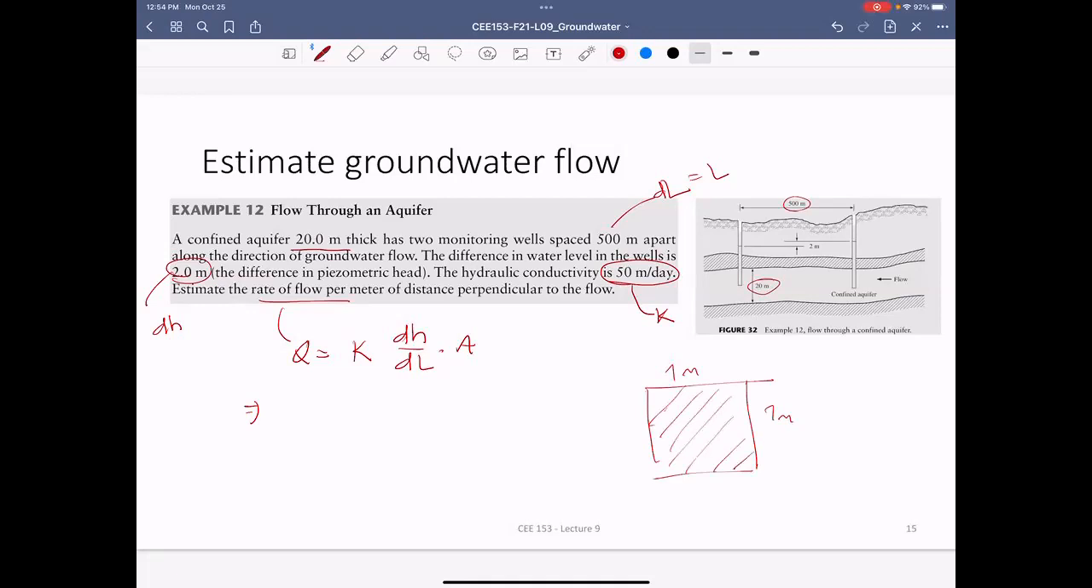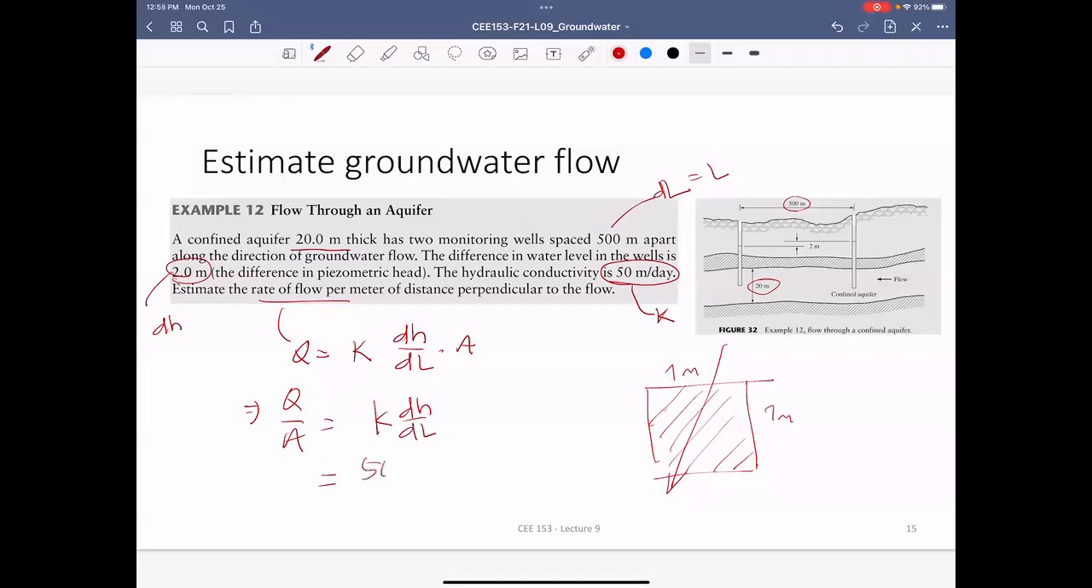So it's basically saying the area is 1 meter per distance perpendicular to the flow. So if the flow is coming this direction, imagine it's coming across that surface. Perpendicular to the flow, if you take per unit meter, how much water can be exerted. So that's equal to K dH over dL.